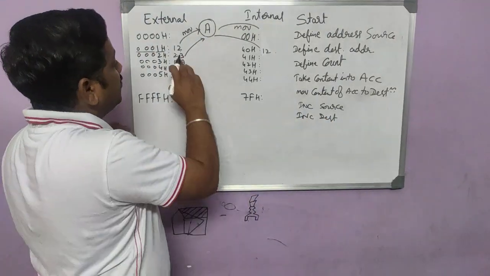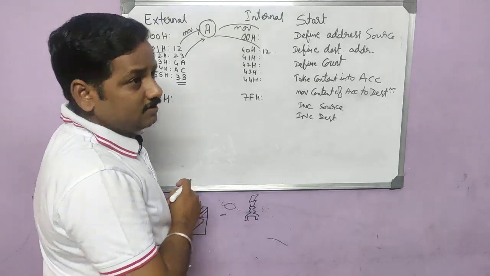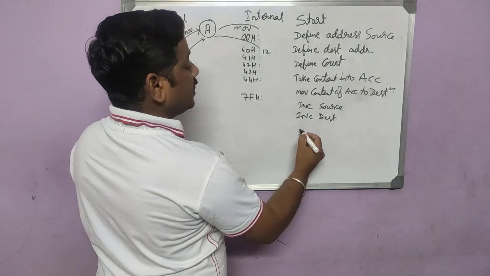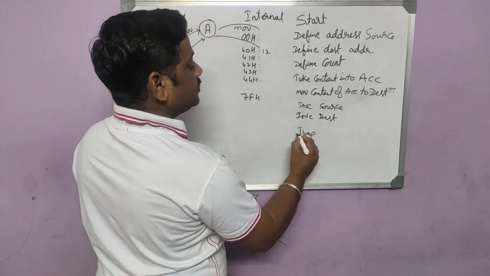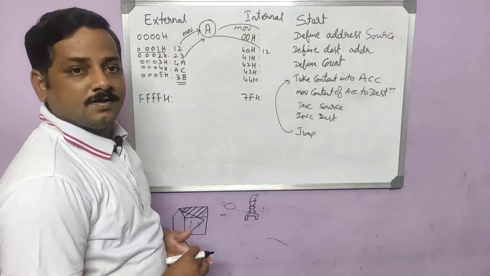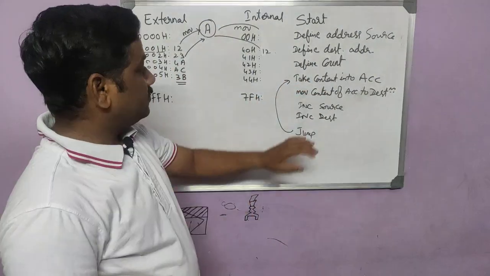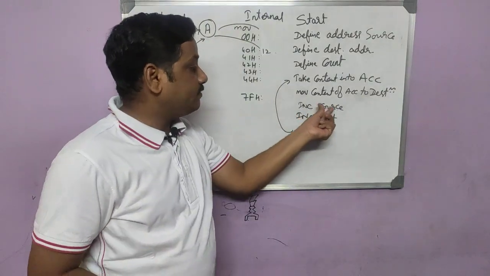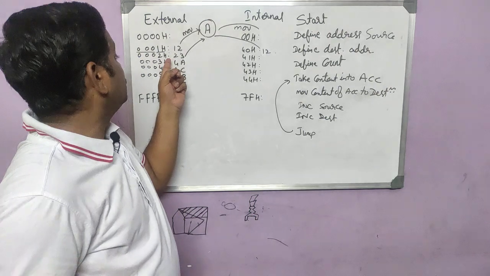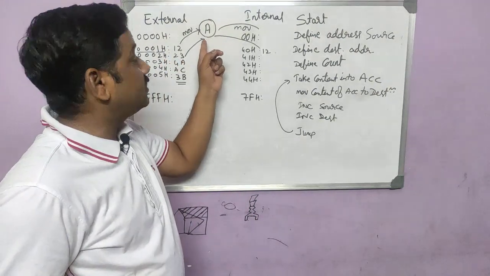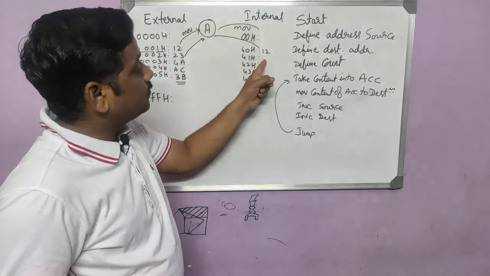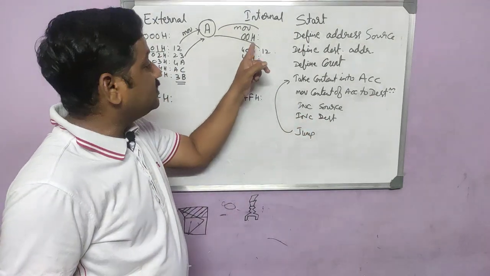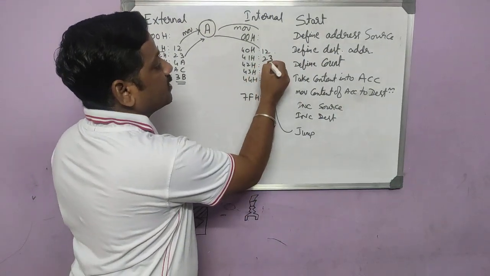After that, again take this content into the accumulator. For that line we have already written, take content into accumulator. So after this I need to jump. Where should I jump? I should jump here, because it has already been written in the program. Now this content will be given to the accumulator because I have incremented the source address. From there it will be given to the destination. The destination is also incremented, so the destination will be 41H. There we get 23.